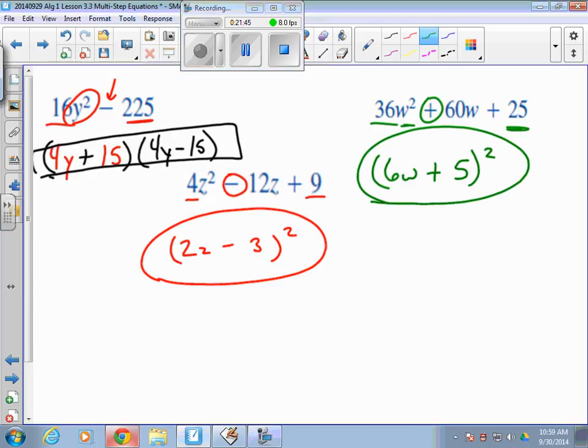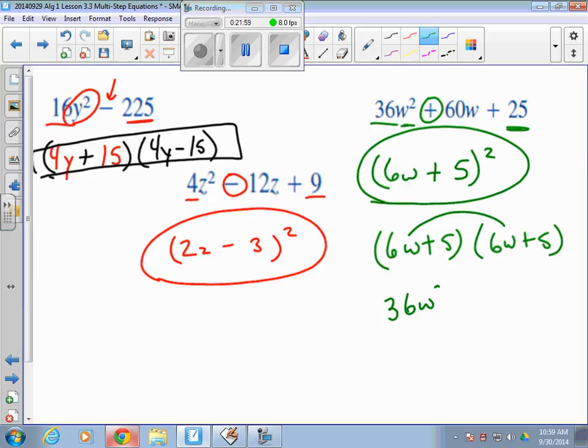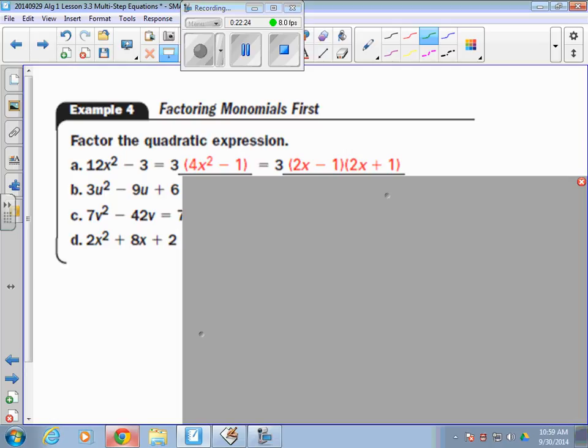If you went ahead and took these and FOILed them back out, though, you'll see you'll get that b value. Like 6w plus 5 squared means 6w plus 5 times 6w plus 5. That's 36w squared. That's the first thing. 6w times 5 is 30w, and 5 times 6w is another 30w. 30w and 30w gives you 60w. And then the two last terms, 5 times 5, gets you back to plus 25. So if you FOIL it out, you'll see that it does come back to it. Okay, factor in monomials first.